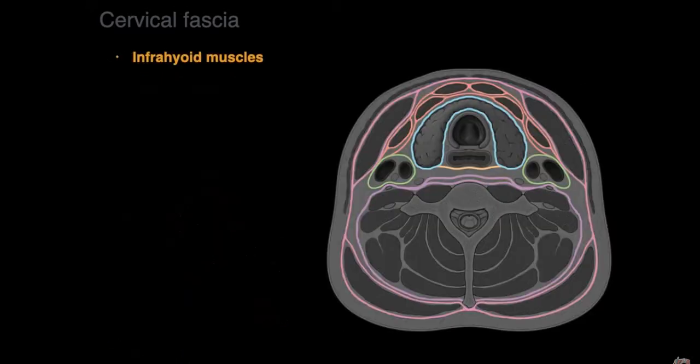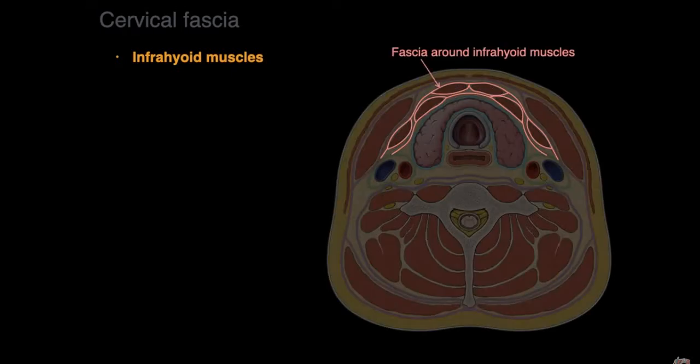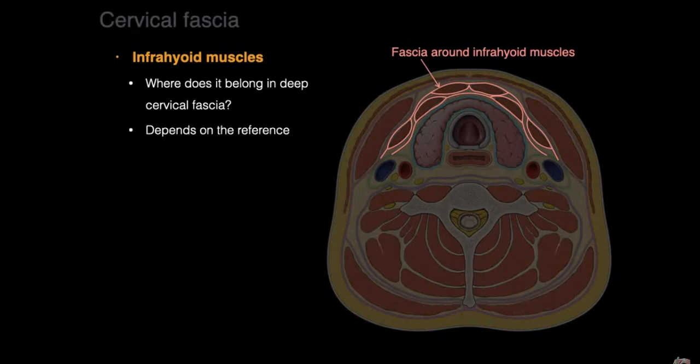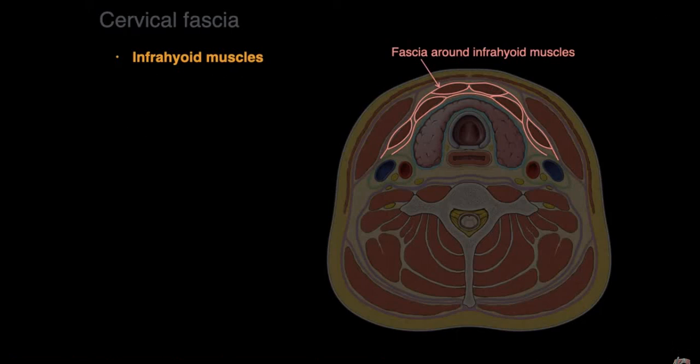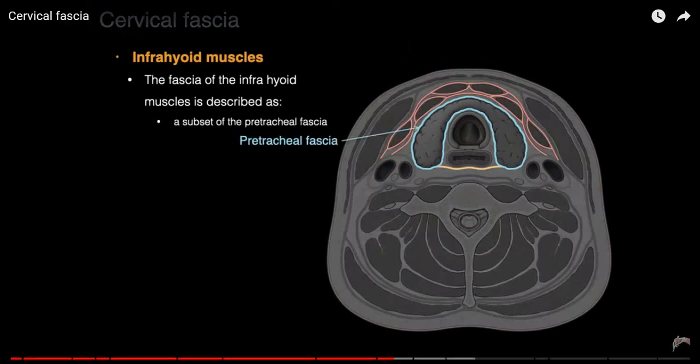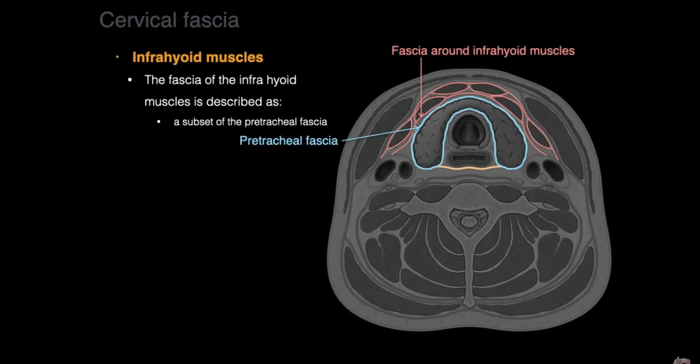Now the infrahyoid muscles are shown here, and the fascia around the infrahyoid muscles is kind of interesting in anatomy because where does it belong in the deep cervical fascia? Well, it depends on the reference that you use. And so the Gray's Anatomy reference and most clinicians will say that the fascia around the infrahyoid muscles is a subset of the pretracheal fascia. So there's a pretracheal fascia, and the fascia around the infrahyoids is just a subdivision of that. And that's the one that I subscribe to.